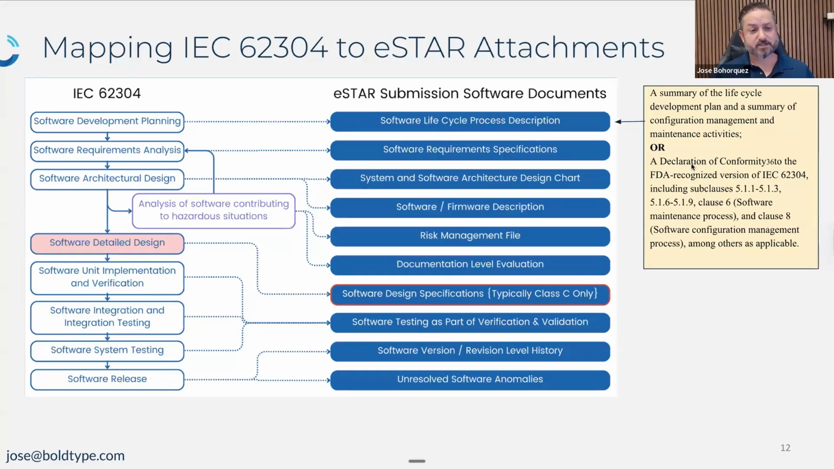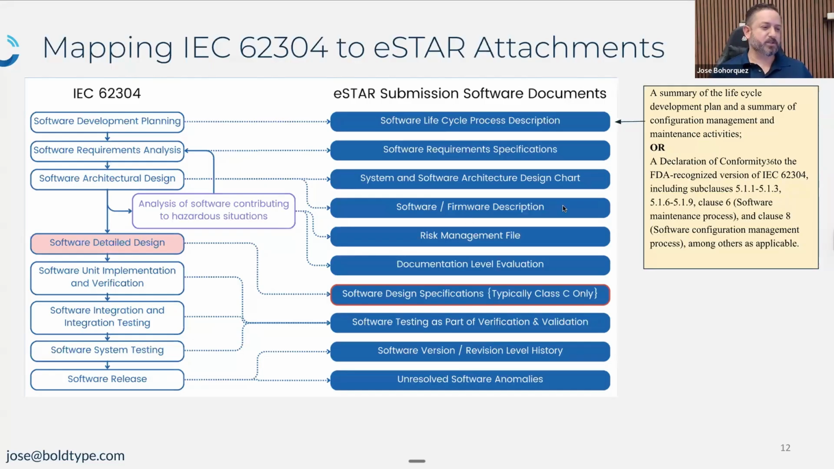One of the things you can do is actually have a declaration of conformity to the FDA recognized version of 62304. So that's one of the benefits of your company having SOPs that are designed around 62304 and following that process. If you do, you can declare that conformity, and you have to provide all of that. With everything else, you do provide the outputs, but your software requirement specification, that's an easy one. That one comes right out of your software requirements analysis. Your system and software architecture design chart would come right out of your software architecture design process.